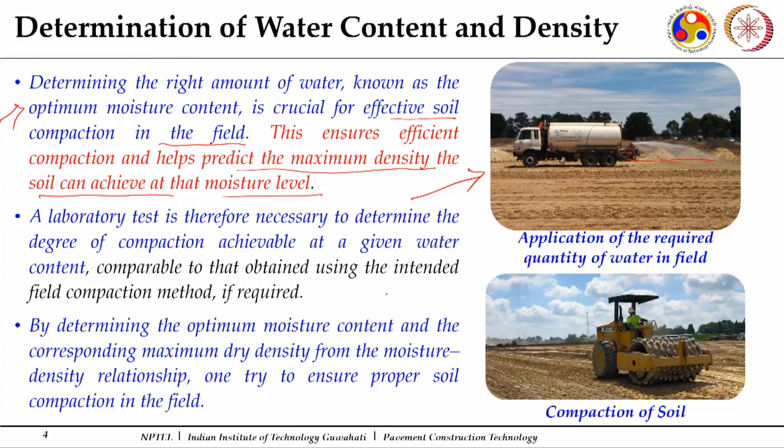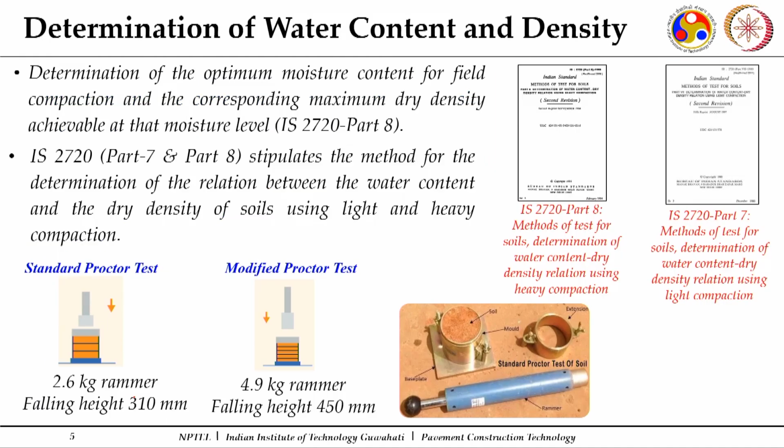You will very frequently see the two terms used: optimum moisture content, and second, maximum dry density. Now, for this, at the laboratory scale, you need a test which can help you to determine the degree of compaction achievable, that is, the density achievable at a given water content. You can try with different water contents and see, for a given compactive effort, how much density is achievable, and then from that density-water content curve, you will get the optimum moisture content and the corresponding maximum dry density from this relationship.